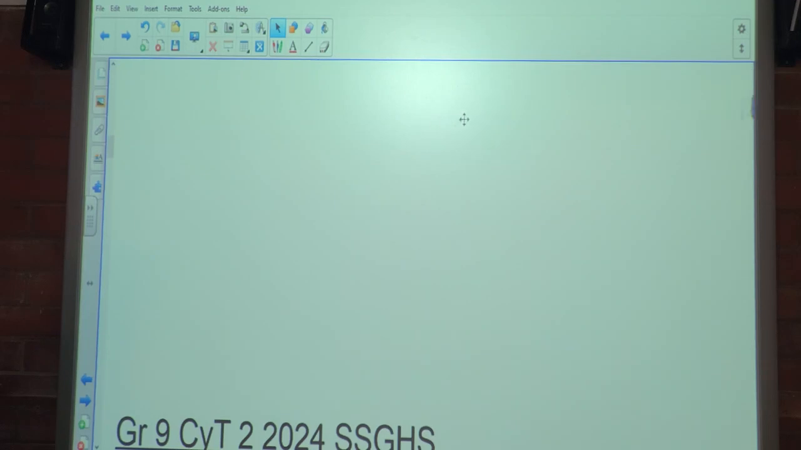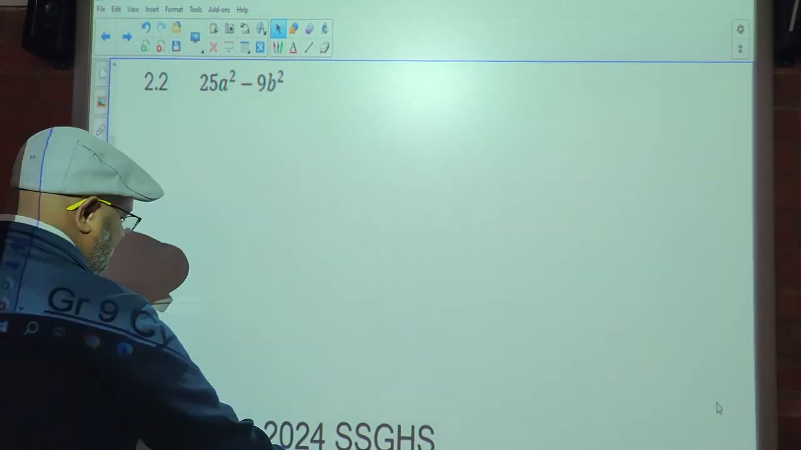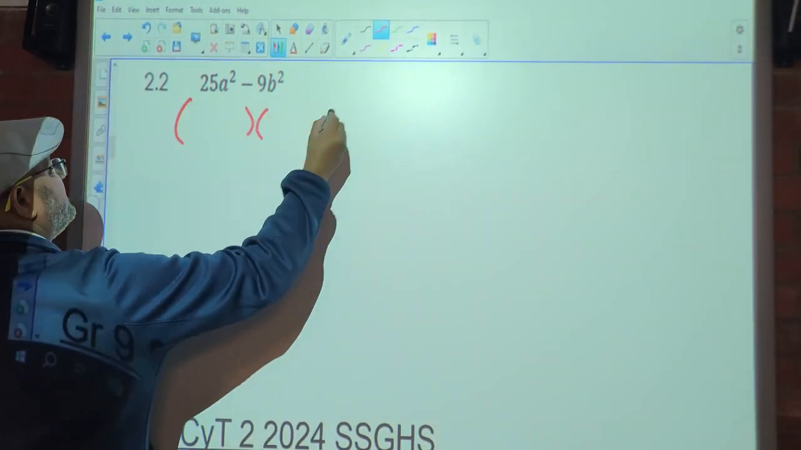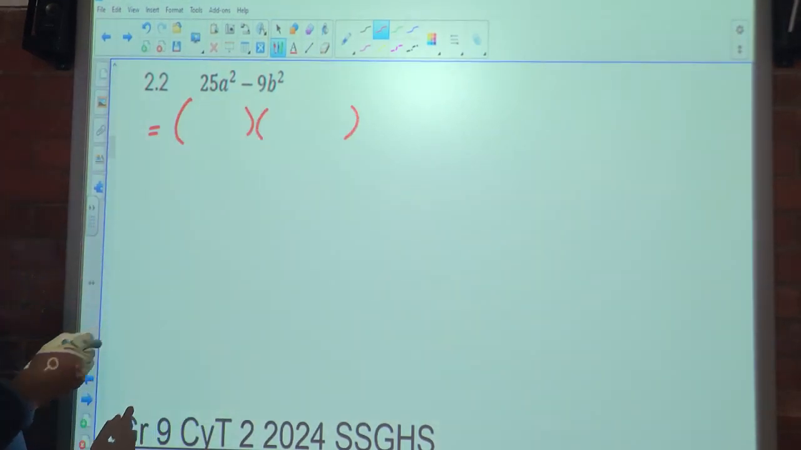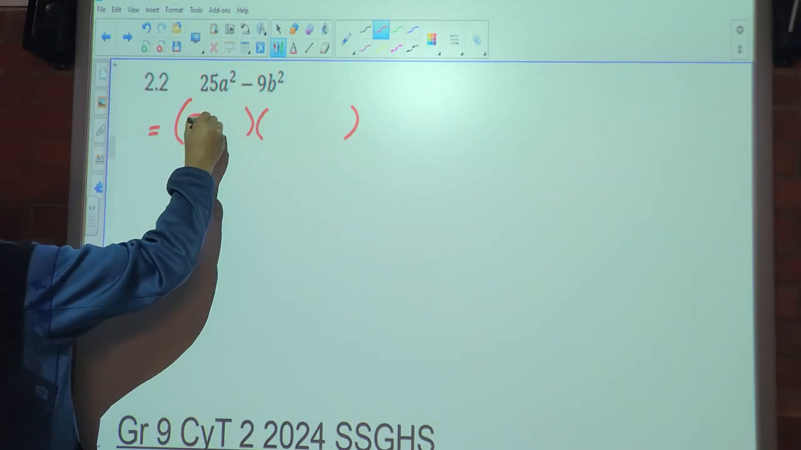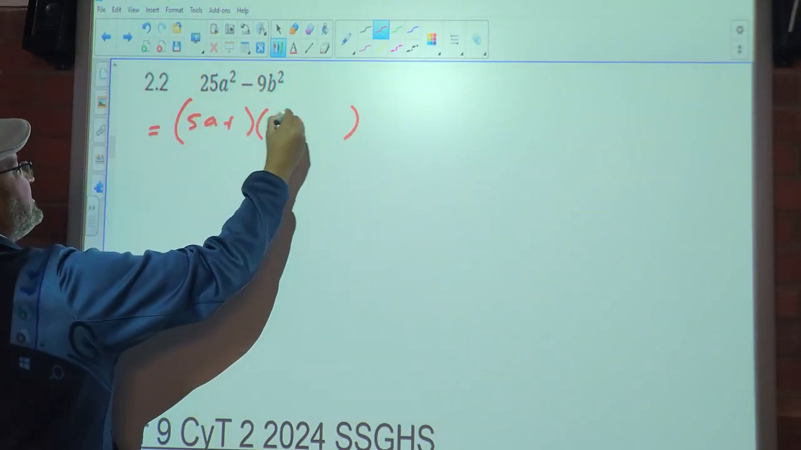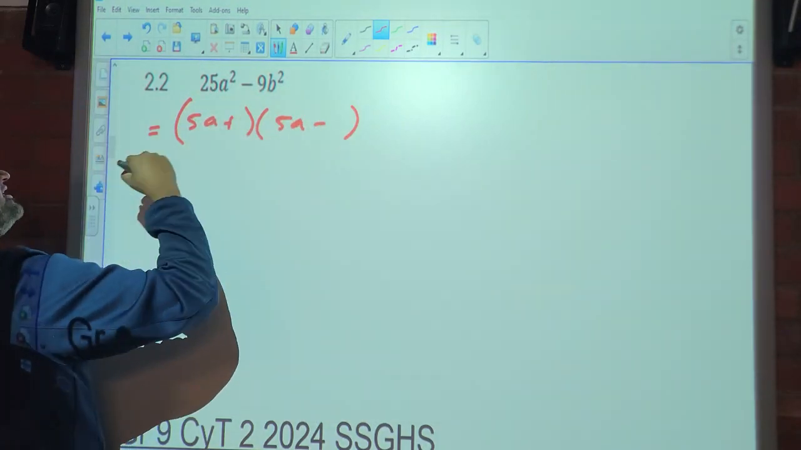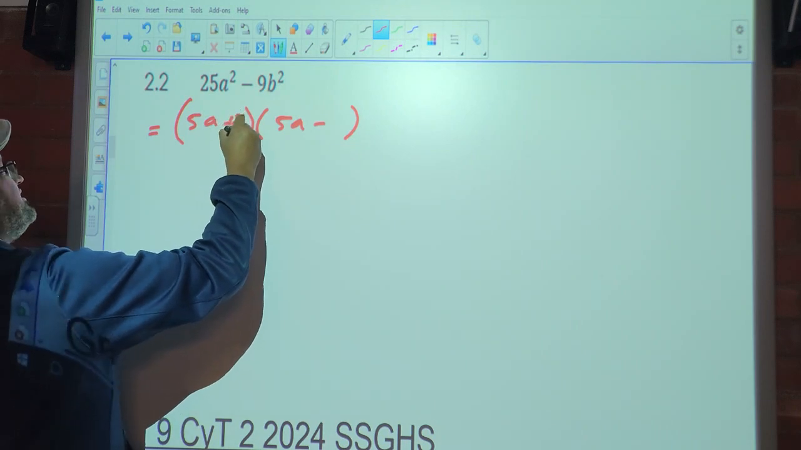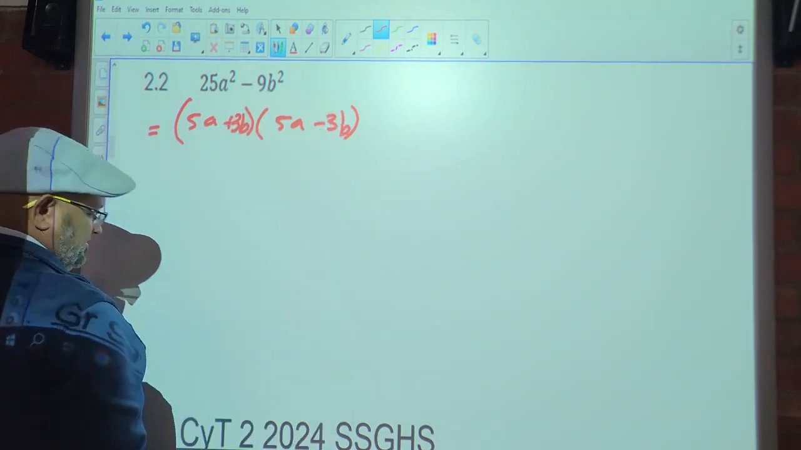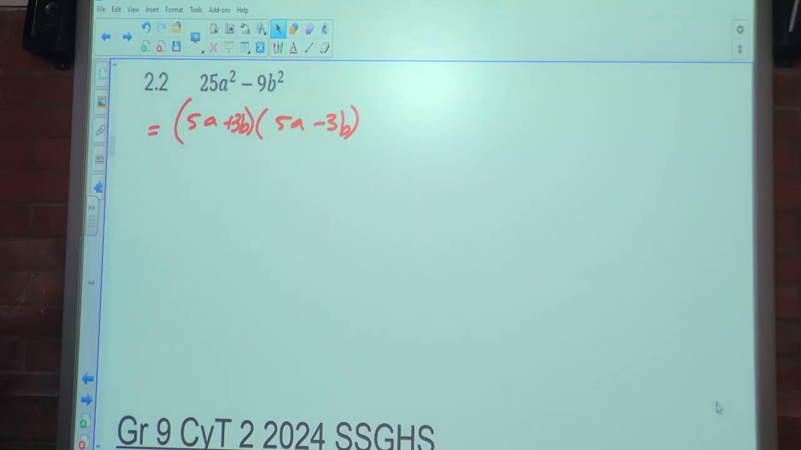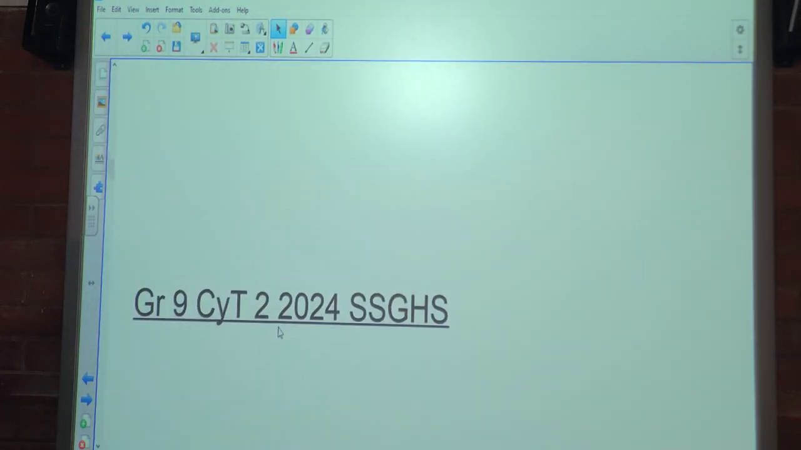The 2 marks. Difference between 2 squares. The square root of 25a squared is 5a. 5a, one plus and the other minus. Square root of 9b squared is 3b. Okay. Yes, that is that. Yes.